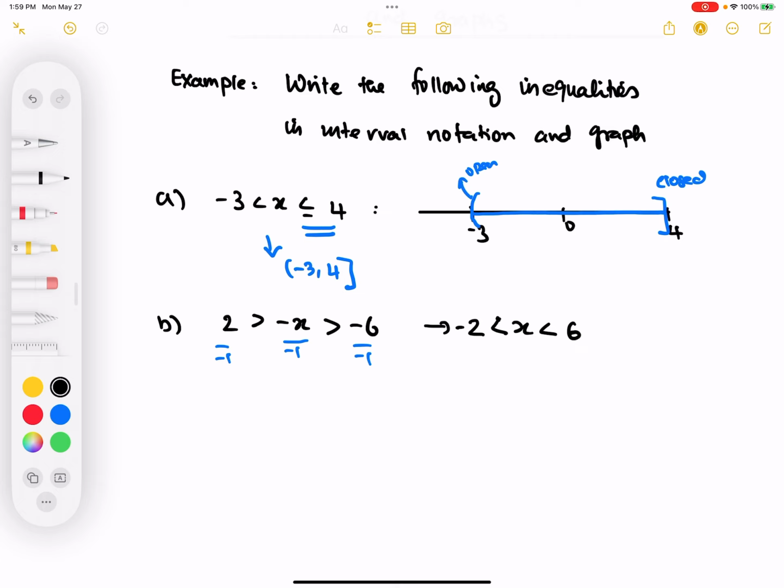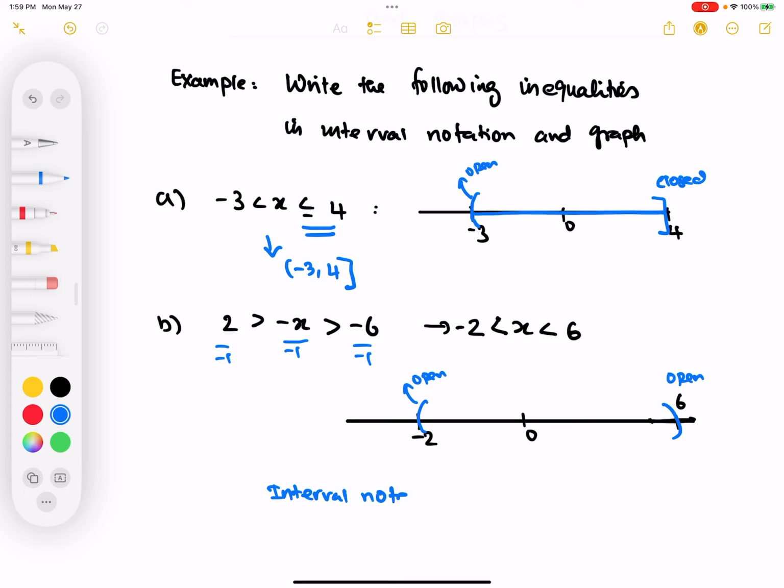Now draw the line. Draw the line here. -2 is here, 0 somewhere. This one is not scaled, so 6. Both are open. Remember, this is open. This one is open. This is the graphical representation. So the interval notation of this is -2 and 6, both open.